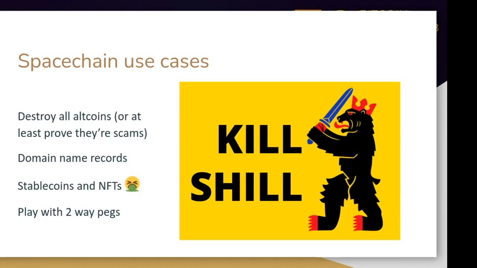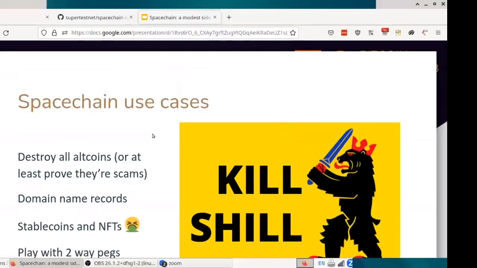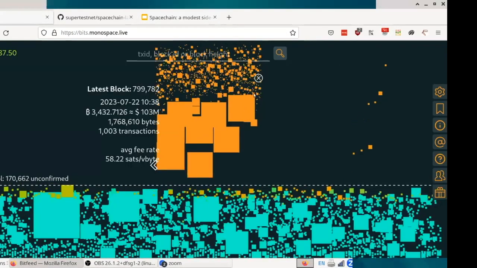You don't even, and once again, you don't need an altcoin. Well, except stablecoins are altcoins. But yeah, you could put images onto a sidechain, onto a space chain, and hash them and put them on Bitcoin. And it would be a much more efficient way to do that. So let me show you an example over here.